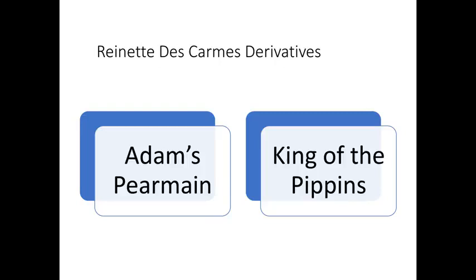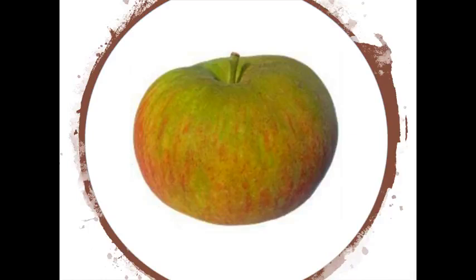The most common ones you'll find around here in heirloom nurseries would be Adams Pearmain, a direct sibling of Renette de Holland, and King of the Pippins, which is also known as Rennie Russet around here. You can actually get it at St. Jacob's Farmer's Market every so often.